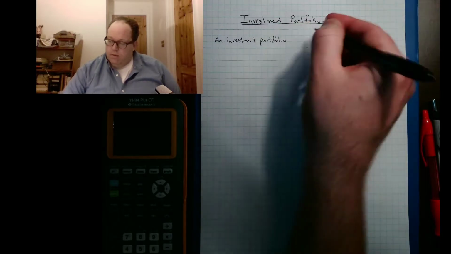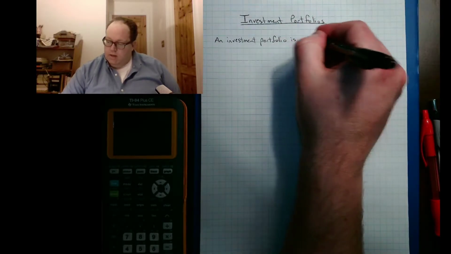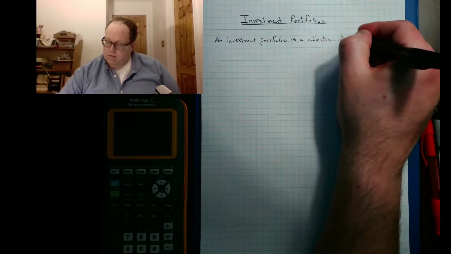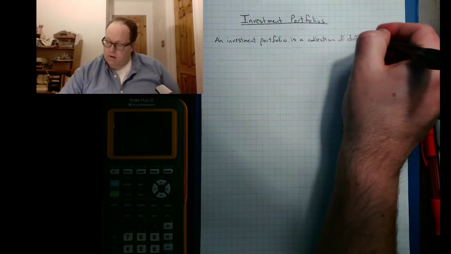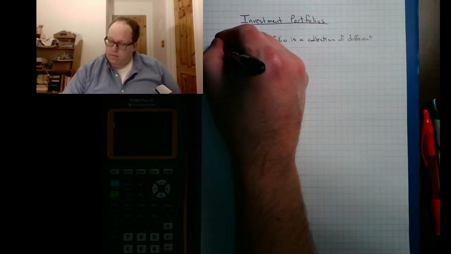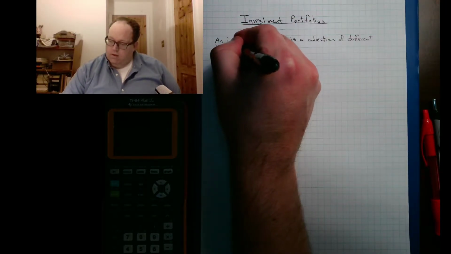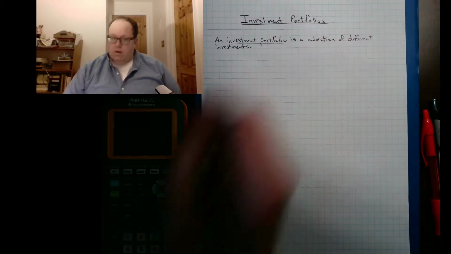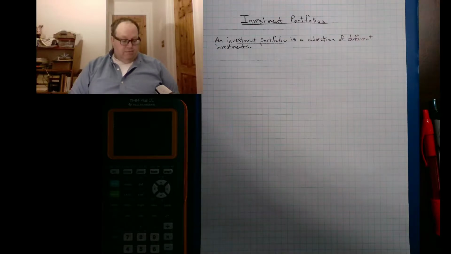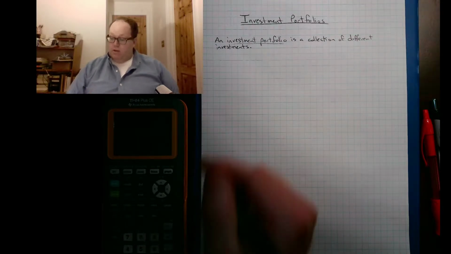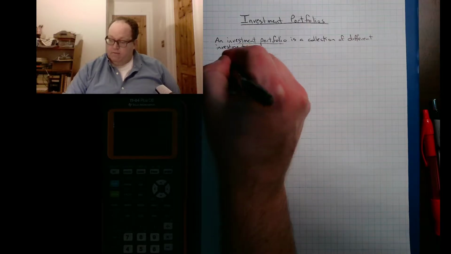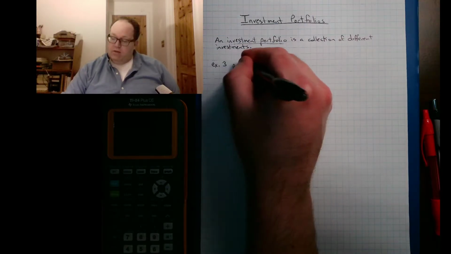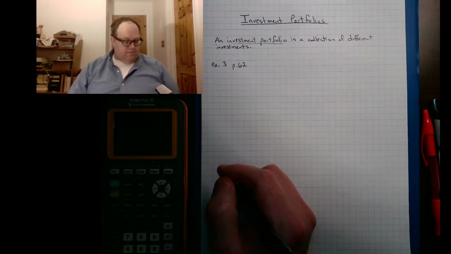A portfolio is a collection of different investments. And you just end up treating each investment the way we've been doing it so far. So I'm just going to dive right into an example of comparing a couple of different investment portfolios. This is example 3 from page 62 of your textbook.